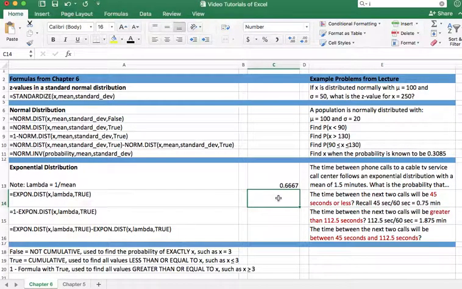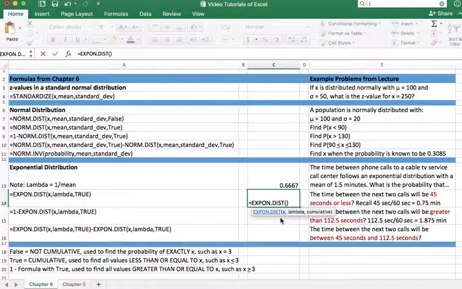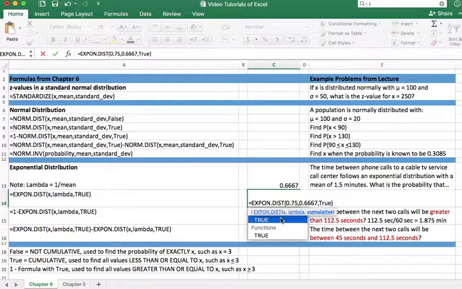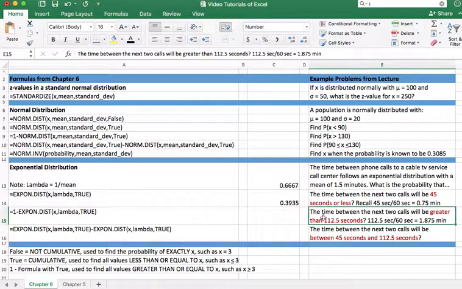So we'll go ahead and use our formula to the left, equal sign, exponential distribution. Our x is the 0.75, comma, our lambda is above, 0.6667, and comma, type in true, and hit enter. So the probability that the next two calls will be 45 seconds or less time in between is 0.3935. Let's do the next scenario.